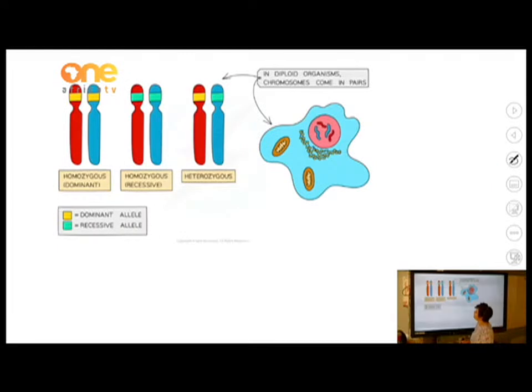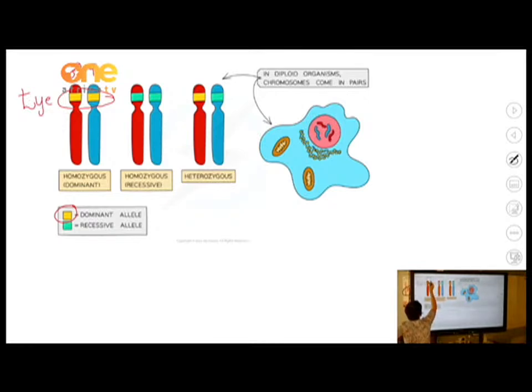Now, homozygous dominant. Why do we have different colors? Because one is inherited from the father and one from the mother. Then, homozygous dominant, yellow, is the dominant allele. This gene, let's say it is for eye color.